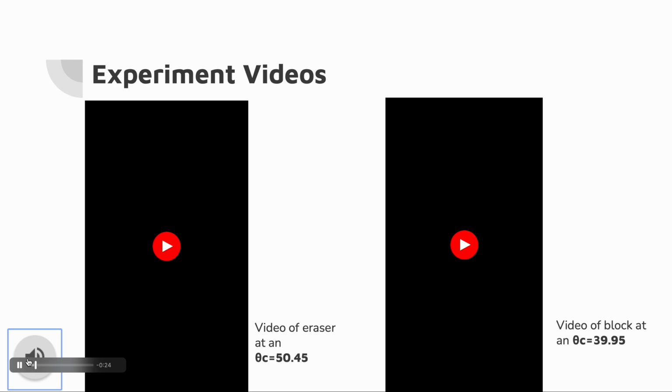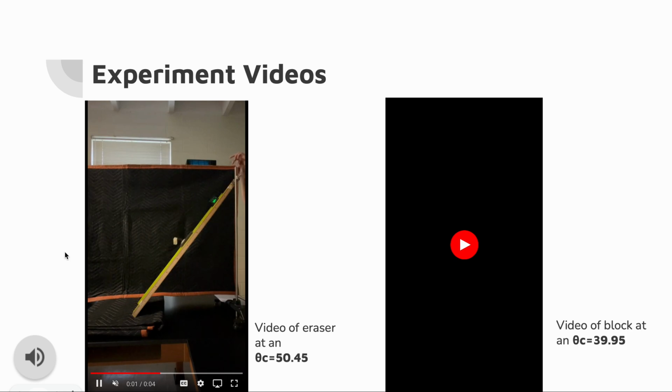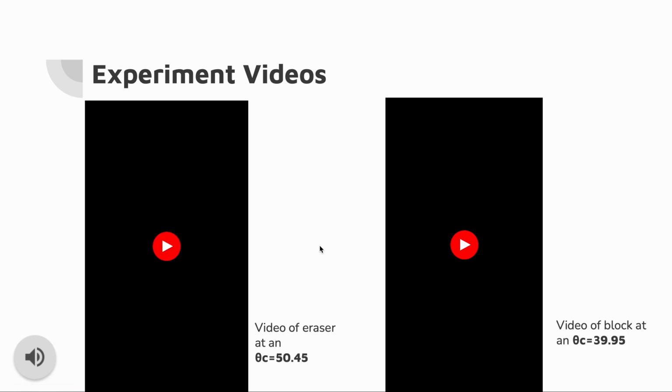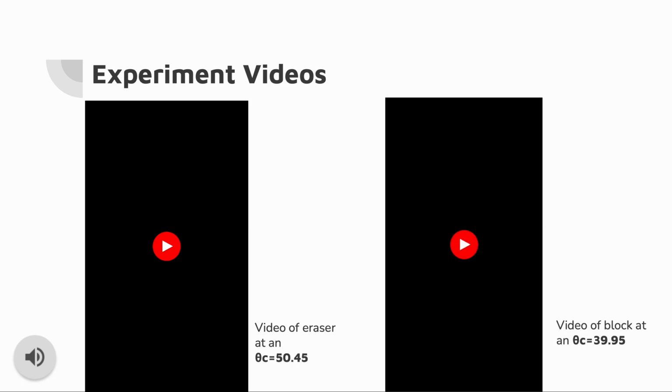In our next slide, we have the experiment videos. Our video to the left shows and represents the video of the eraser at the critical angle of 50.45. And our video on the right shows the experiment of the block, which is at a critical angle of 39.95.